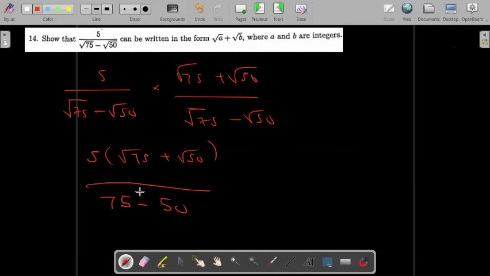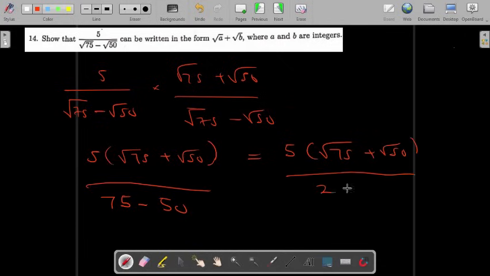What's the value that I get when I subtract these two? 25. Okay, thank you. So you have your 5 there, then you have root 75 plus 50 there, then you have divided by your 25. So I see that I can divide this 5 into that there, and I just get 5 in the denominator there. I have 5 root 75 plus root 50, then divided by 5.